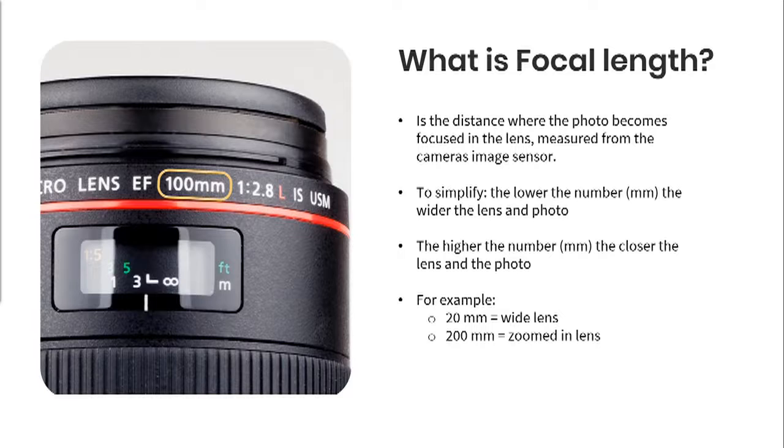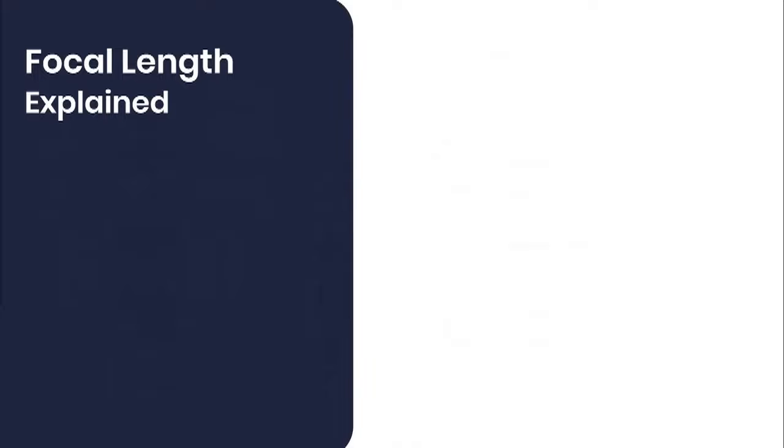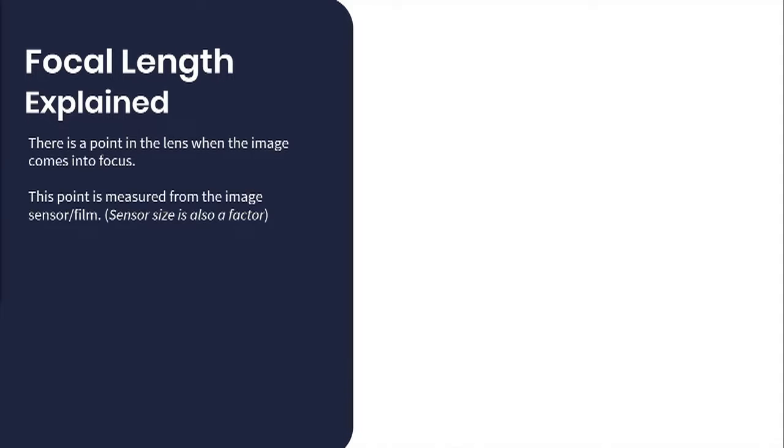Okay, so for example, if I have a 20 millimeter lens, this is going to be very wide. If I go up to 200 millimeters, this is going to be much closer. It's going to be more zoomed in. The difference there is 10 times. So if we have a look at this in a much more technical way, this is the point where the image comes into focus in the lens, and it's measured from the image sensor or film.